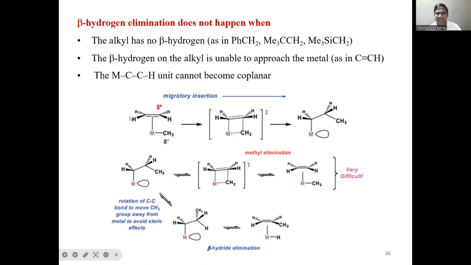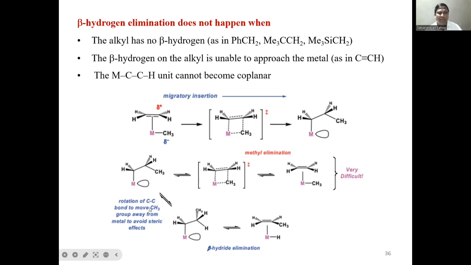Okay, now because this alkene is inserted into the metal methyl bond, can you get the reverse reaction? This is the reverse reaction, which actually does not happen, because the methyl elimination is very, very difficult. So what happens here? You can see this is a single bond.